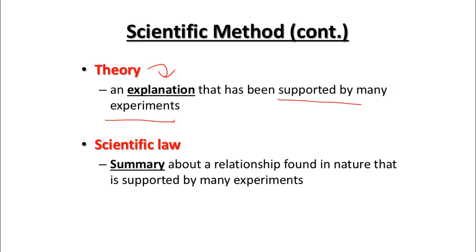Whereas a scientific law is just a summary about what is found in nature. It's also supported by many experiments, but it's just a summary of what happened. So let me kind of explain the difference here. Theories explain why something happens.